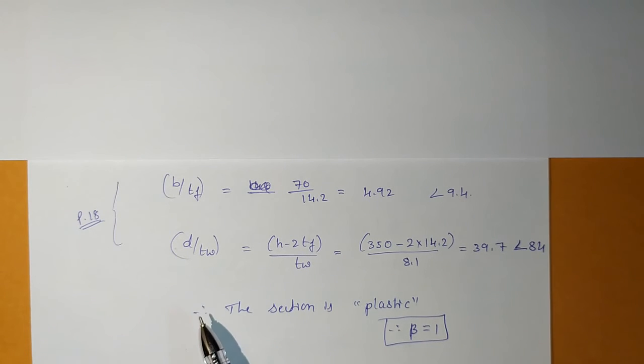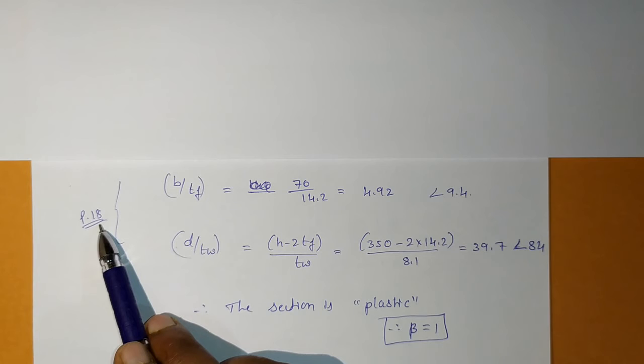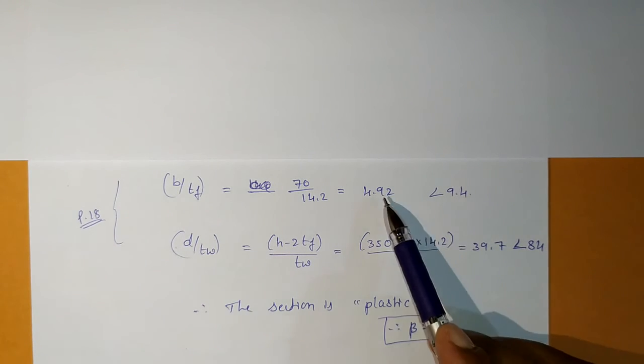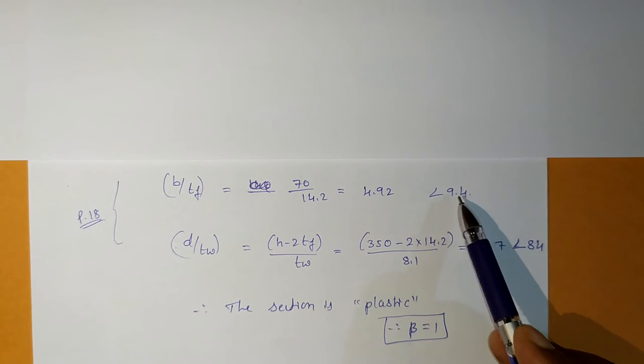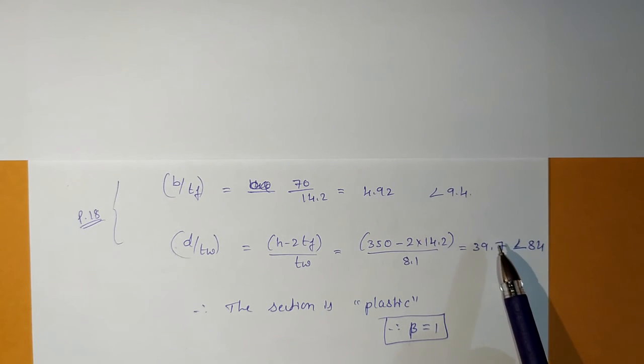Now we are going to check the classification of section. This is available on page number 18, table number 2 of the IS 800 code book: B by TF and D by TW. If the ratio is less than 9.4 and less than 84, then it comes under class 1, or plastic section. For plastic and compact sections, beta will be 1.